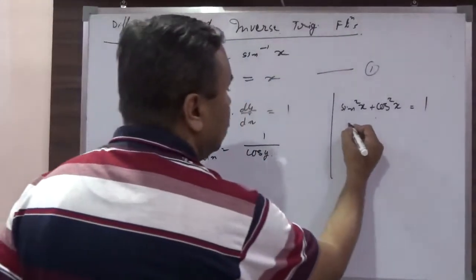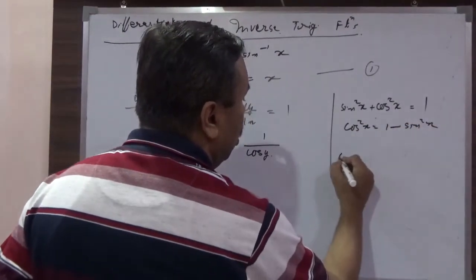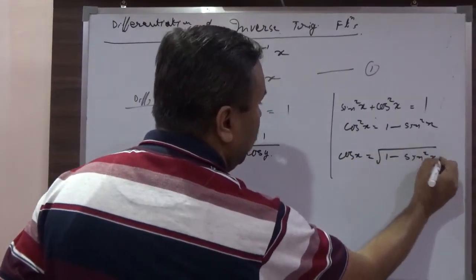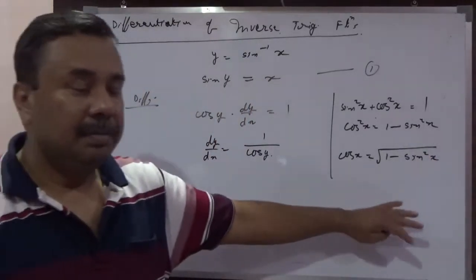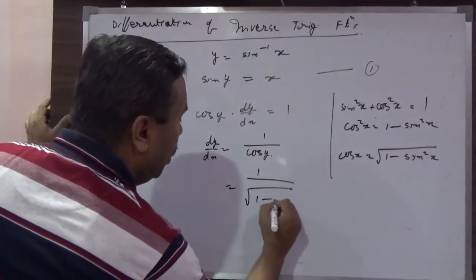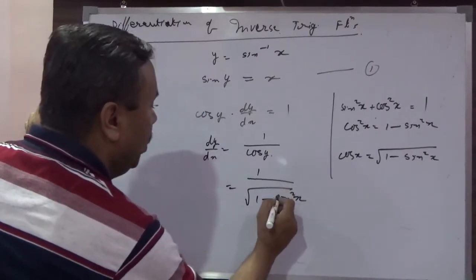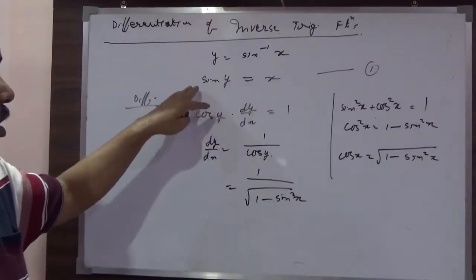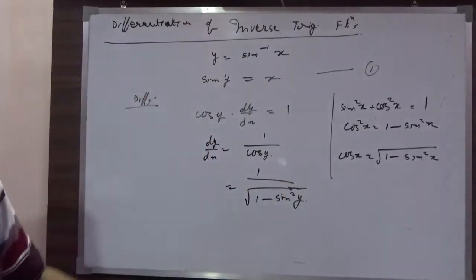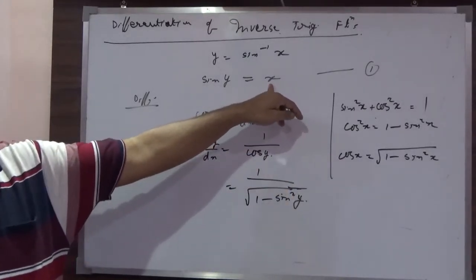If this is 1, that means cos square x will be equal to 1 minus sine square x, or cos x will be written as square root of 1 minus sine square x. So using this I can write 1 by square root of 1 minus sine square y. And what is sine y? Sine y is equal to x.